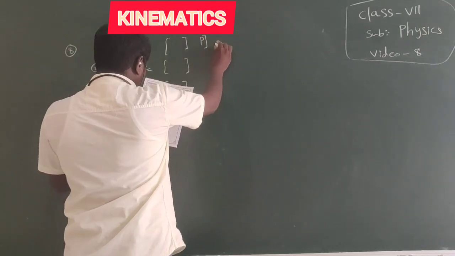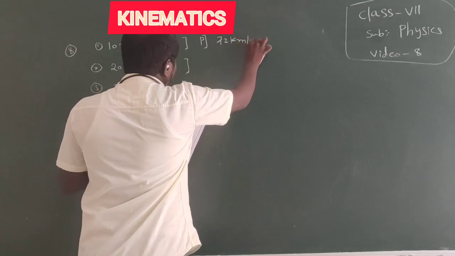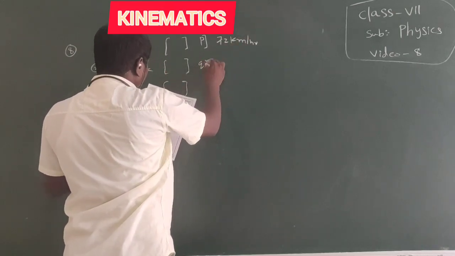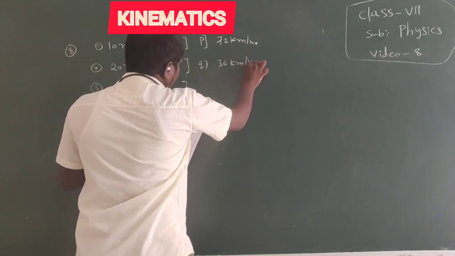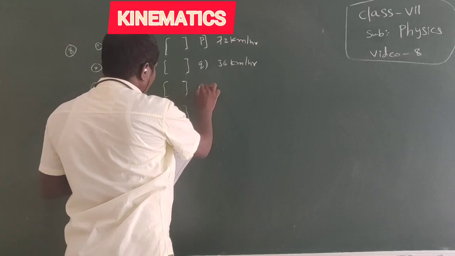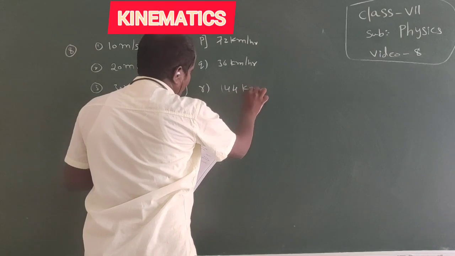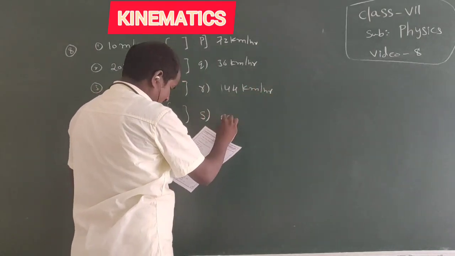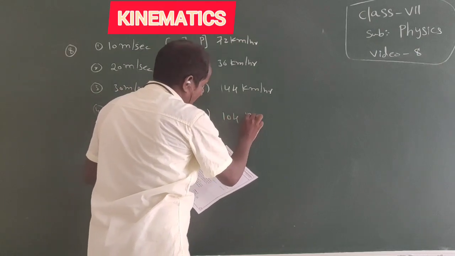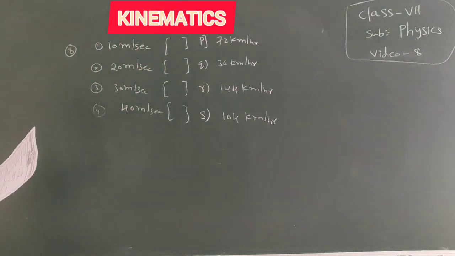In column 2: P is 72 kilometer per hour, Q is 36 kilometer per hour, R is 144 kilometer per hour, and S is 104 kilometer per hour.